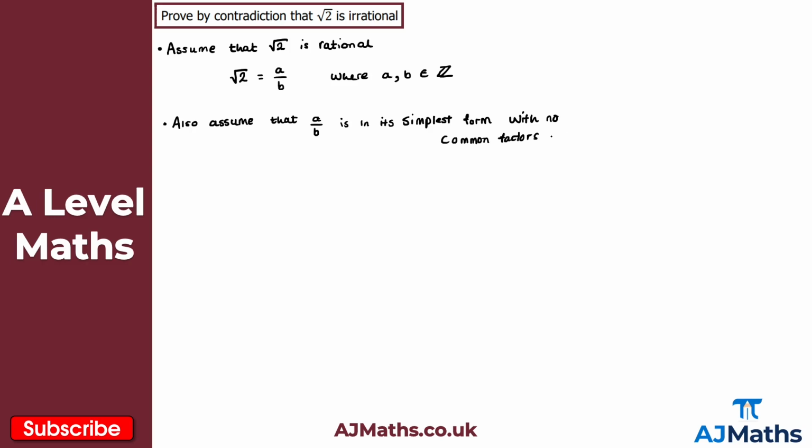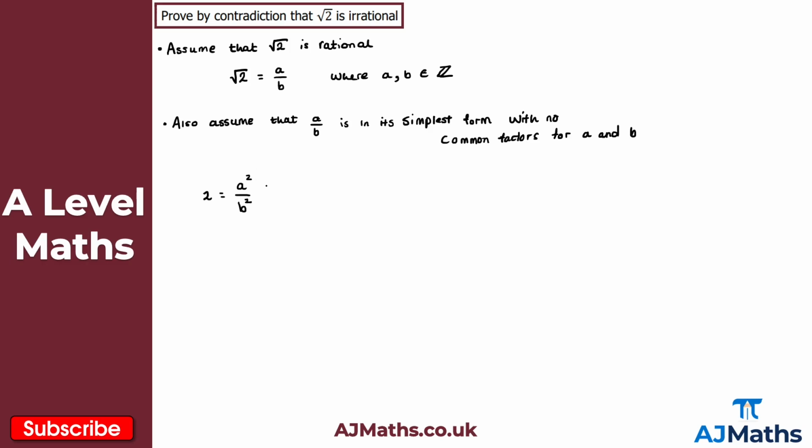So with no common factors for a and b. Okay. So now, with these two opening assumptions, what I'm going to do to begin with is square both sides. I want to get rid of the square root here. So if I square both sides, what I want to get is 2 on the left-hand side, and that's going to be equal to a squared over b squared.